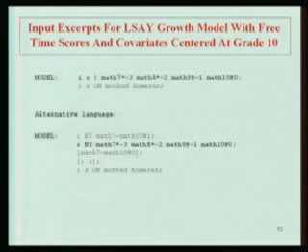So this is saying, let's start Math 7. It's a free parameter at -3, Math 8 at -2, Math 9 is fixed to -1, and Math 10 is fixed at 0. So I've just changed the time scores, and that changes the centering. So I've changed the centering from initial status to final status.